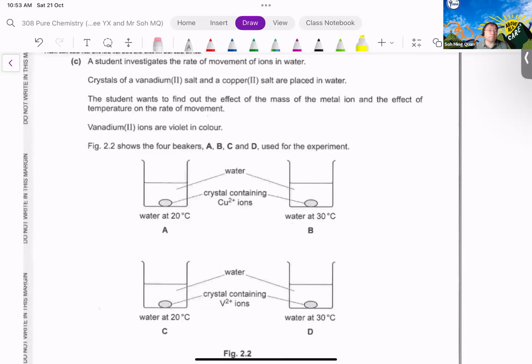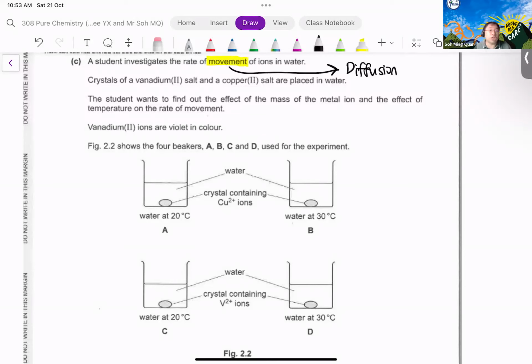Many students were tricked by the question because it's written rate of movement. So many students just use the word move, but that's incorrect. Again, how does it move? What process causes it to move? The process is obviously diffusion again. Hence, you must use diffusion in your answer. So obviously, this is about rate of diffusion.